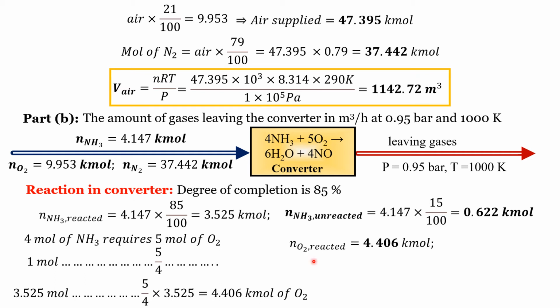So we can write moles of O2 reacted equal to 4.406, and moles of O2 unreacted will be equal to available moles of O2 minus reacted moles. So it will come out as 5.547. Further, we need to estimate the amount of water and amount of NO, because these two components will also come out in the leaving gas.